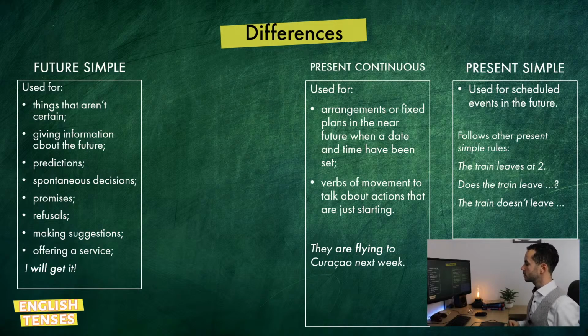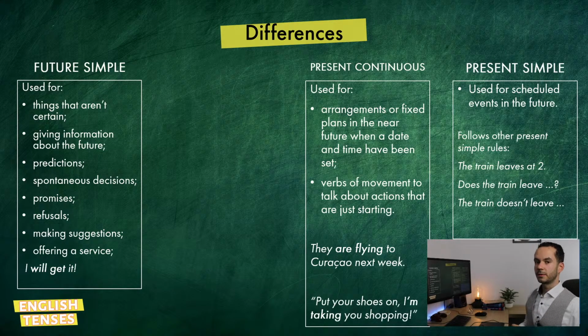"They are flying to Curacao next week." We use present continuous because it's an arrangement or a plan in the near future. And we have a date and time, kind of. We have a date, it's somewhere next week, and the time is regular because it's scheduled, it's a flight.